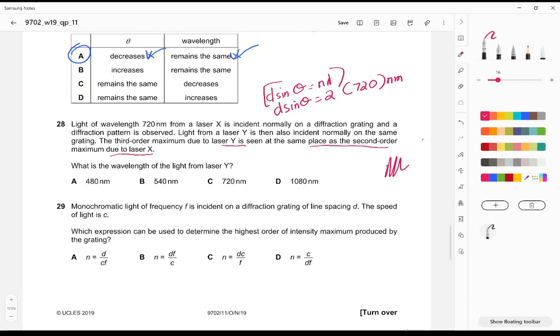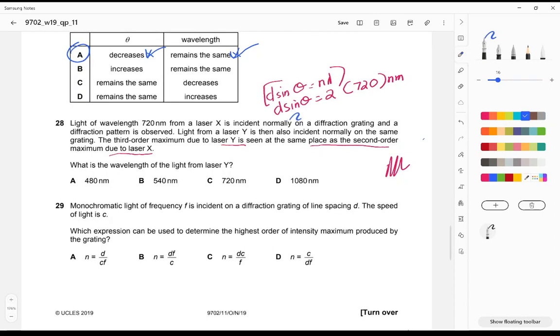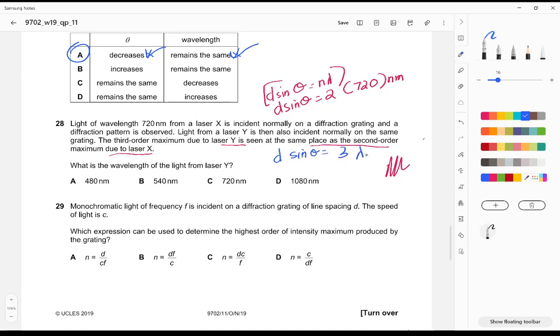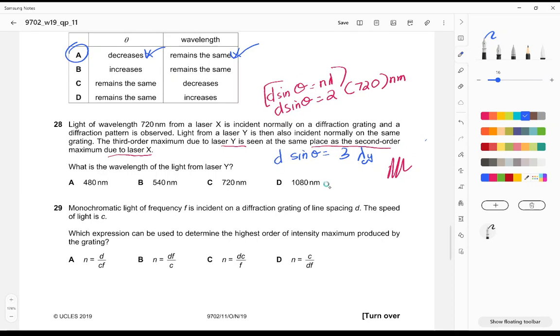We need to find that value. Everything remains the same, the angle remains the same, but then we have another equation: d sine theta equals 3 times lambda Y. All we need to do is divide the two and work this out. So this is going to work very easily.